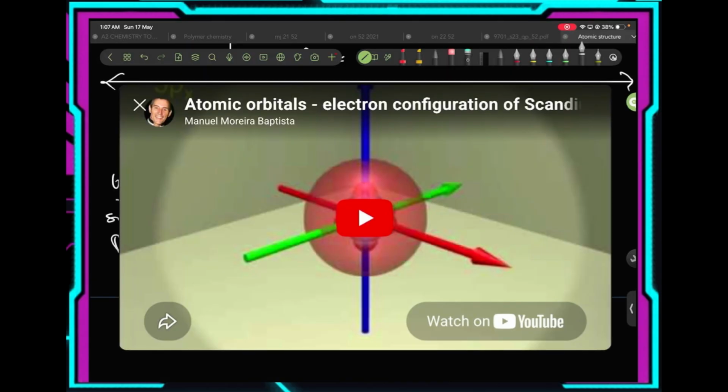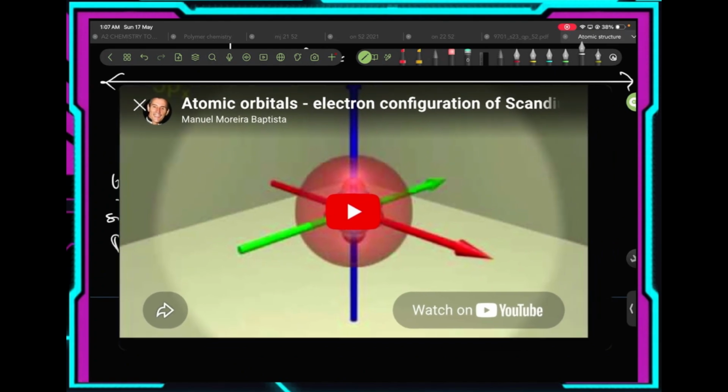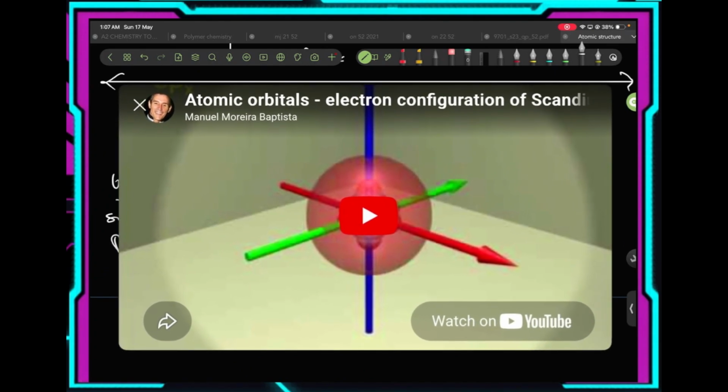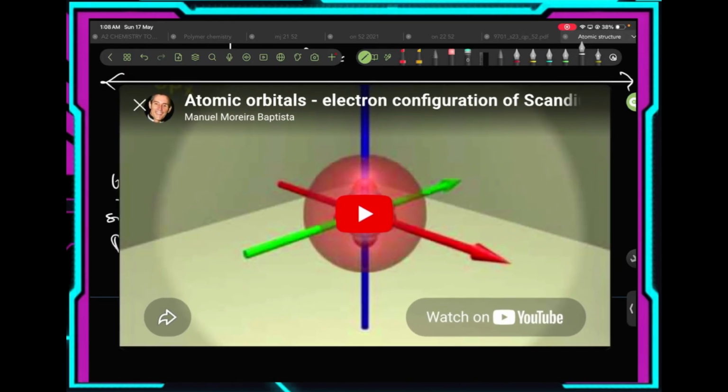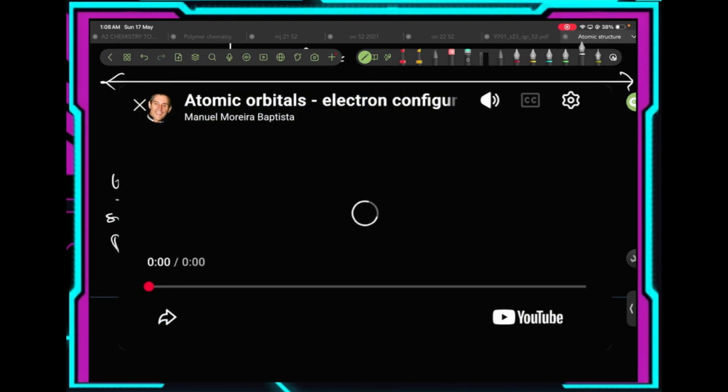Now just look at the shapes and everything. That's all you have to do for today. And in tomorrow's class, we'll start ionization energy. Okay. So let's just watch this for now.